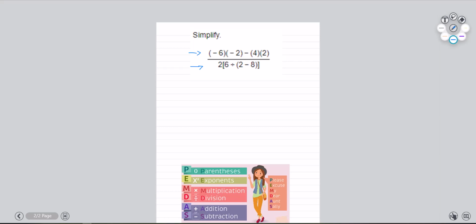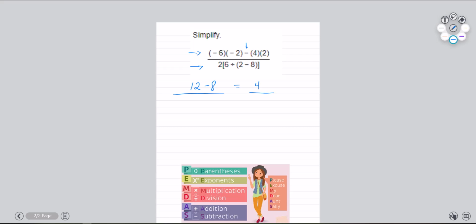Multiplication and division. I do see a lot of multiplication. So -6 times -2 would be a +12. That minus sign right there. +4 times +2 would be a +8. And then remember, I'm just still working the top only. And then 12 minus 8 would be 4.